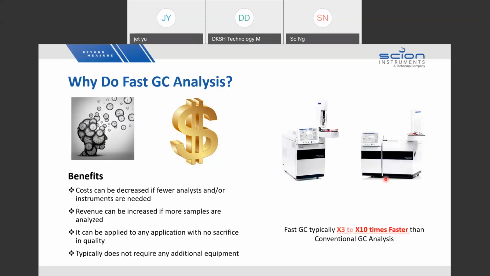Compared to conventional GC analysis, fast GC analysis is typically 3 to 10 times faster. It depends on the application, whether your existing analysis is complicated or relatively simple, then you can define how much faster we can go.